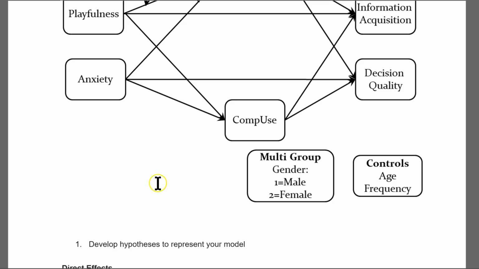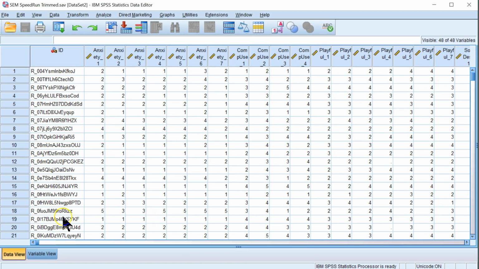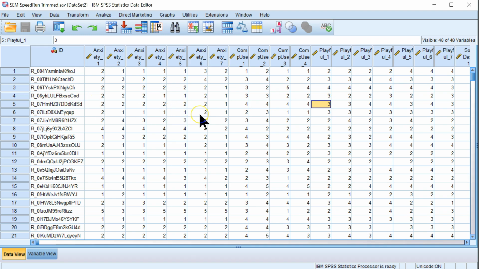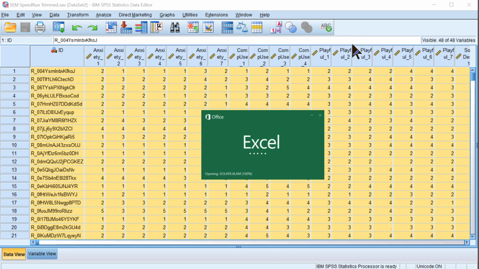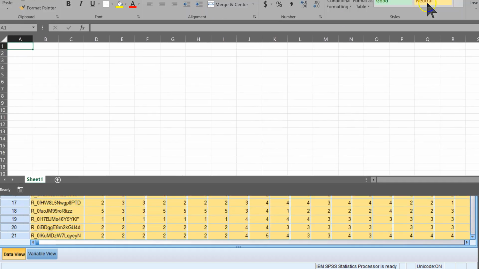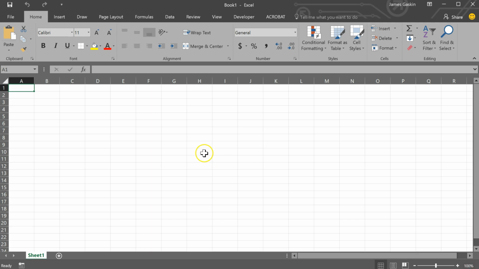The first thing we were supposed to do here, after developing hypotheses, for which we provided logic, hopefully, is look for missing data in rows. So let's go look for some missing data. Data view, and one thing we can do is just go to Analyze, Descriptives. Actually, what we could do, easier way to do this, would be just to Control A, Control C. Go open up Excel, and I know there are ways to do this in SPSS, but I'm doing a speed run, so I'm going to do it the way I want to do it. Let me just shrink this to the right size so you can see it in here.